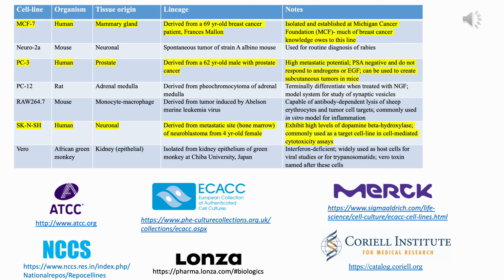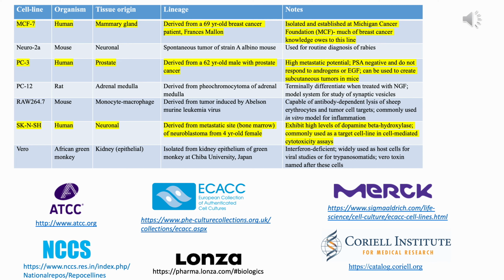So in place of IMR32 cells, for a neuronal model, one can use Neuro2A cells, although of course IMR32 is a human model, whereas Neuro2A is a mouse neuronal cell type. These Neuro2A cells are derived from an albino mouse which contained a spontaneous tumor. Neuro2A have been typically used for routine diagnosis of rabies, so they are widely used in various research purposes, especially where viruses have to be grown in neuronal cells.